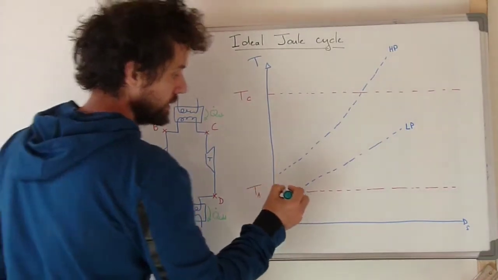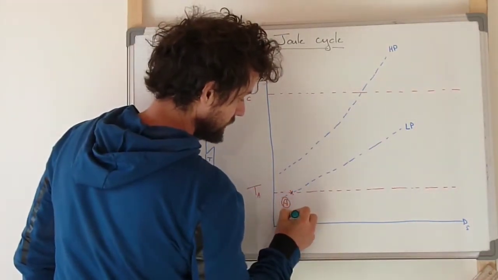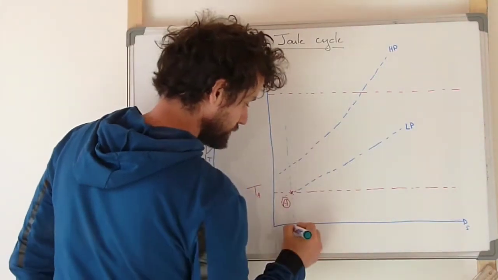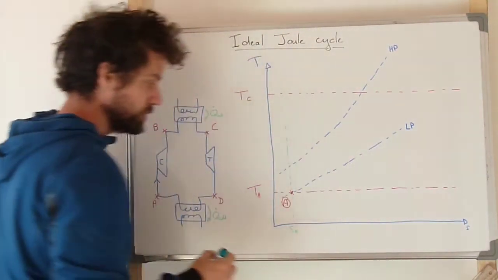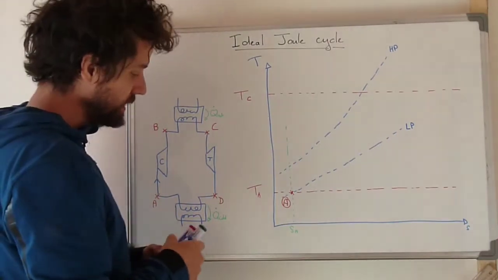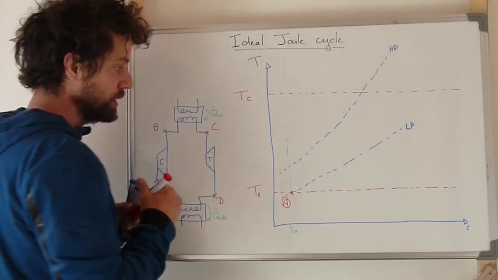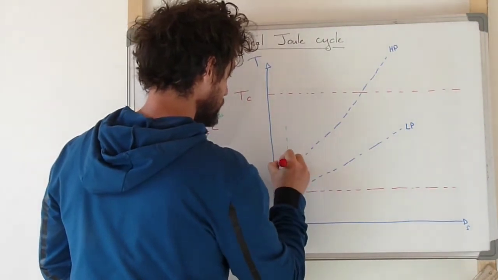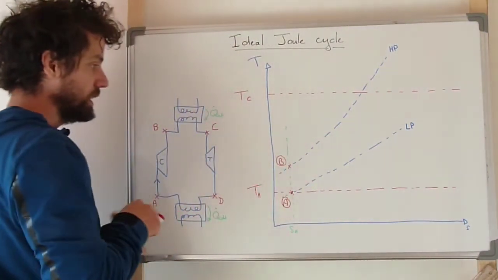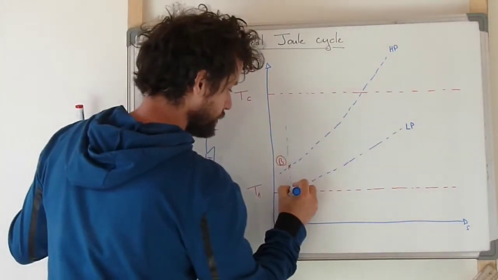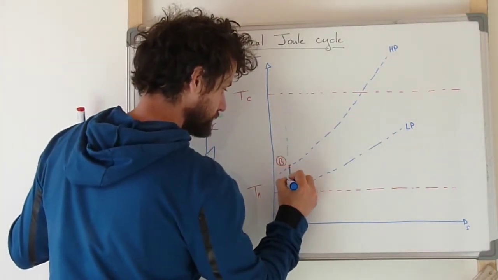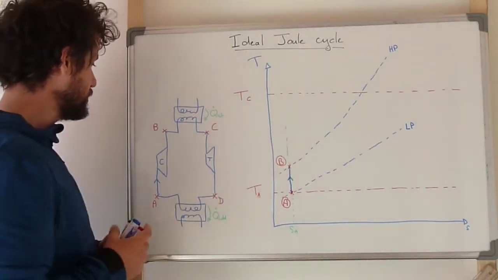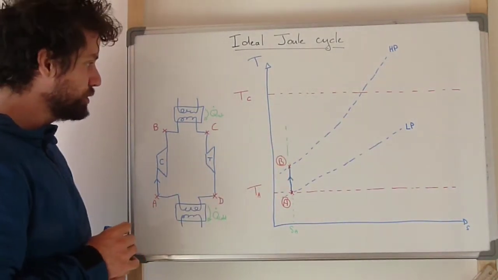So here, the x-axis is the specific entropy, so we can plot the line corresponding to the specific entropy of point A, and the intersection with the high pressure, so at a higher temperature, here corresponds to point B, the outlet of the compressor. And so that's the transformation we had in this compressor.